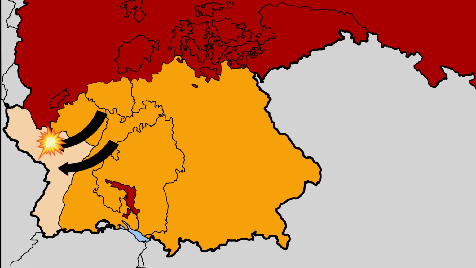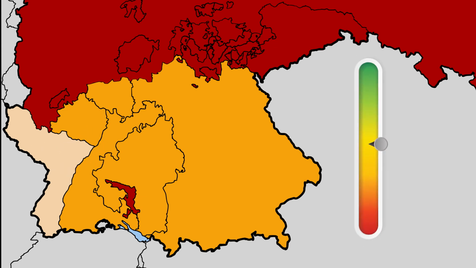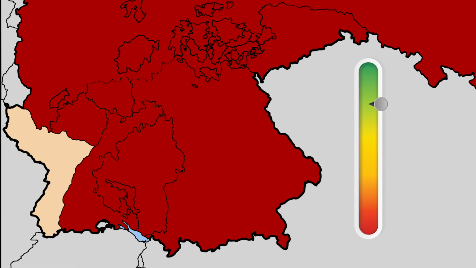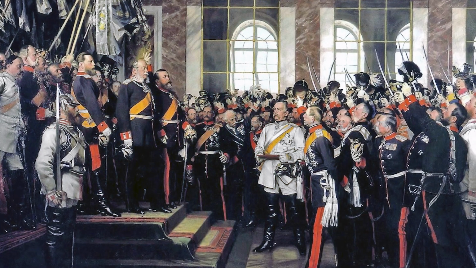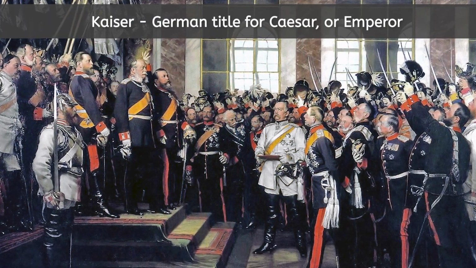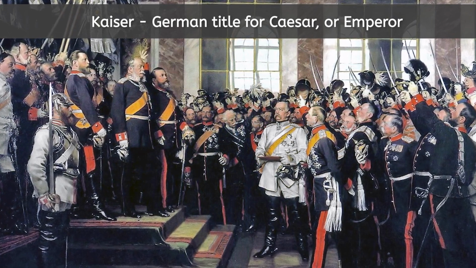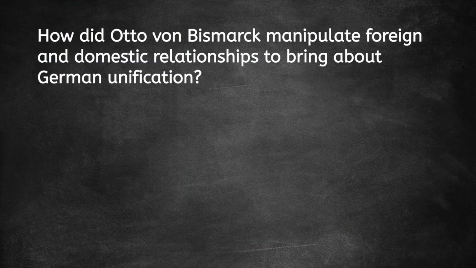Prussia dominated the French, taking over 80,000 prisoners, including Napoleon III himself. German nationalistic pride swept through Prussia and the southern states and was the last step needed for German unification. Wilhelm I was crowned Kaiser at the Palace of Versailles, and the empire became known by Germans as the Second Reich. Revisiting our essential question, how did Otto von Bismarck manipulate foreign and domestic relationships to bring about German unification?